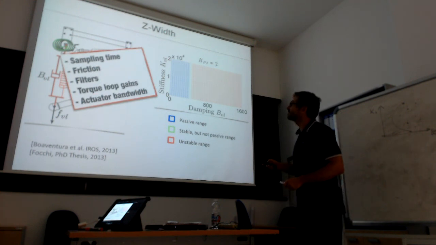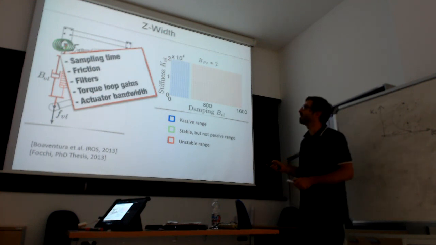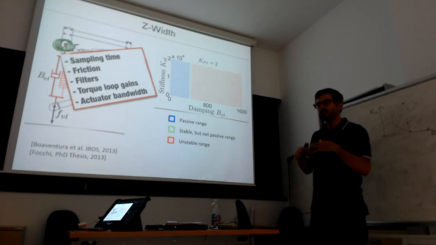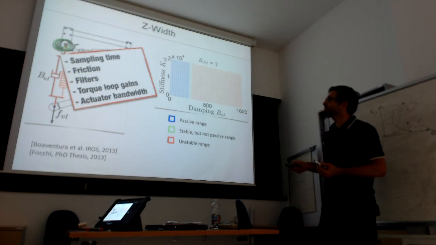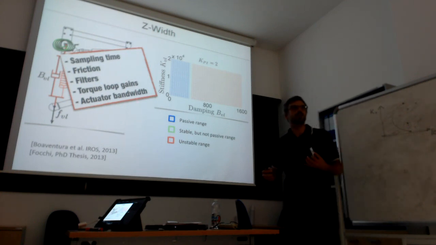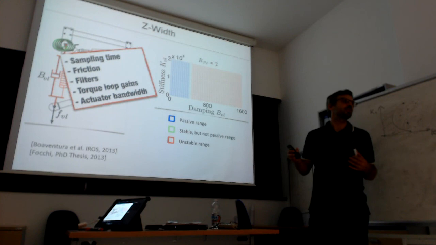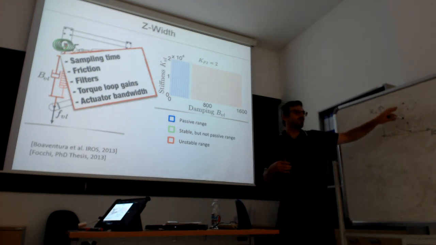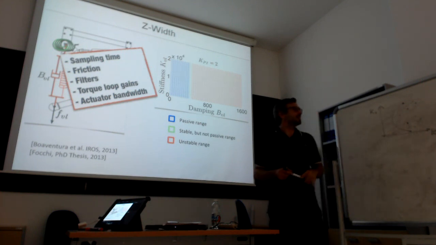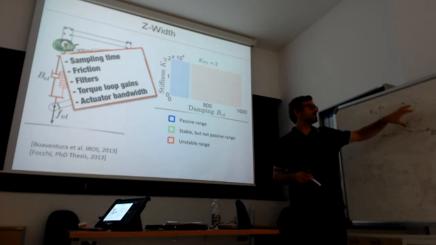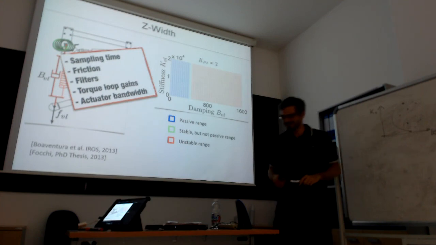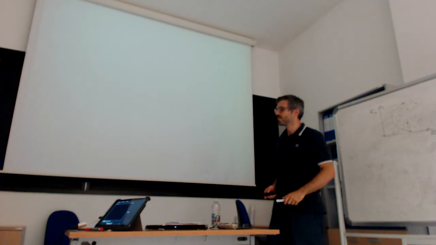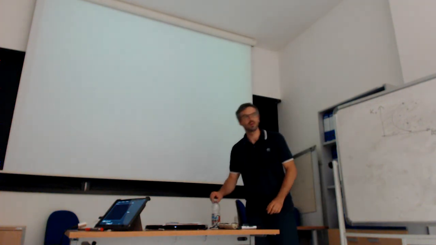And as we say, these regions are strongly dependent on the sampling time, on the filter friction, on the bandwidth of the inner torque loop, and also on the bandwidth of the actuators. If the actuators are valves that are very slow and produce delays, you forget it immediately. The region of possible parameters for which the system is passive becomes very small. Okay, if you have any question.